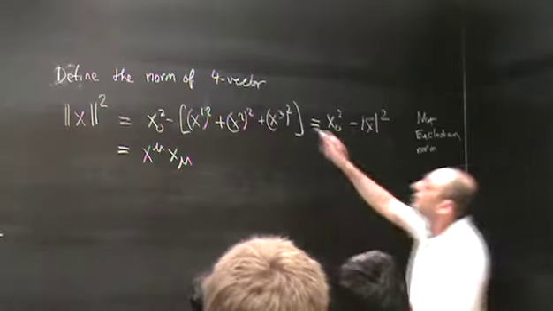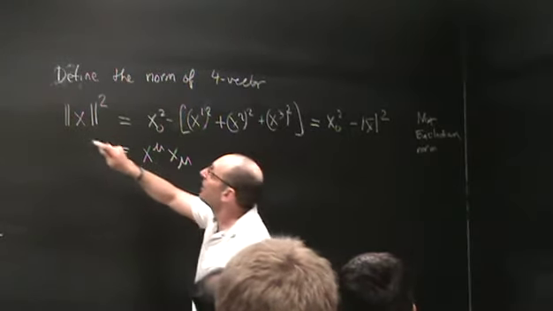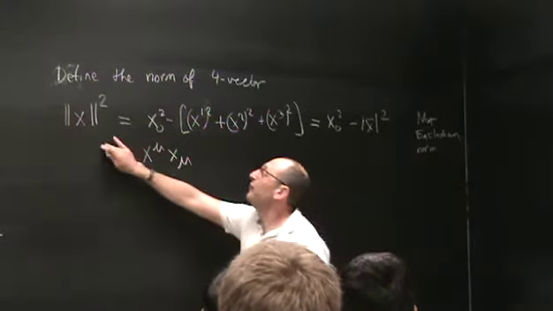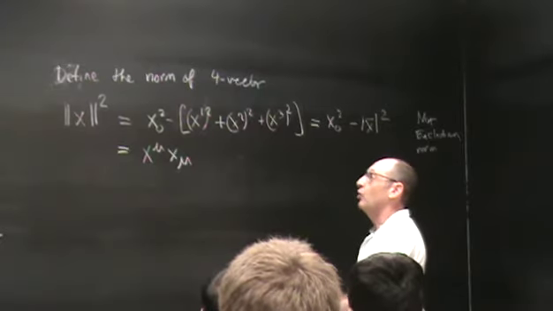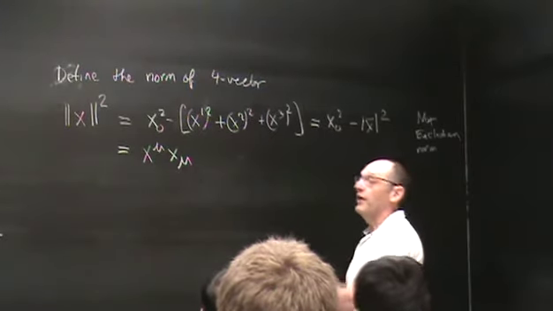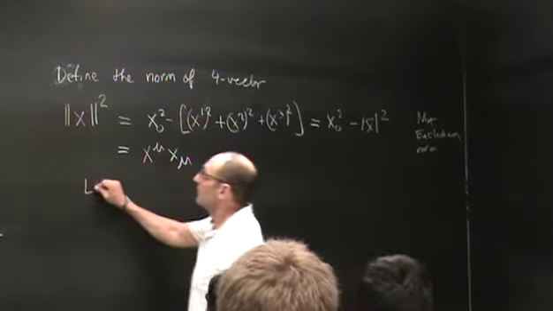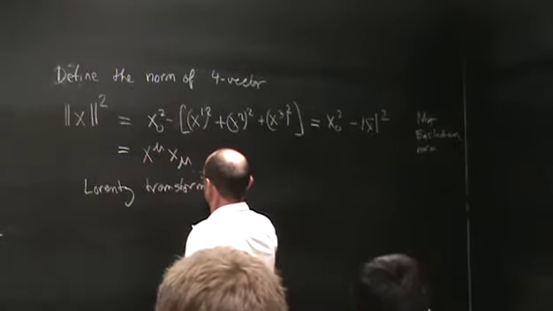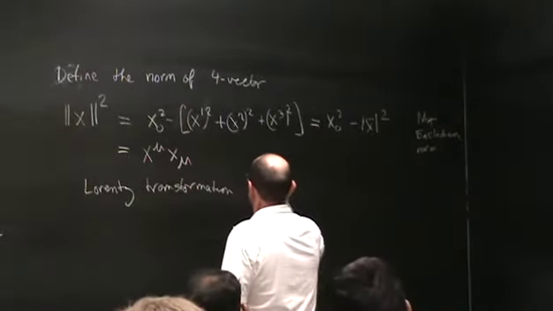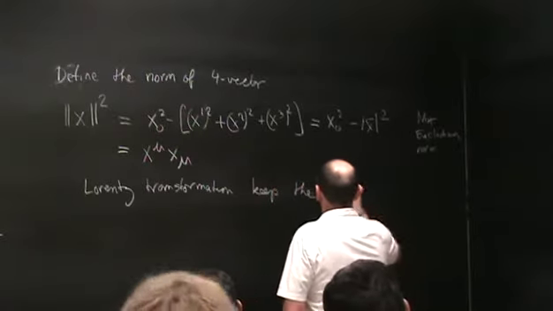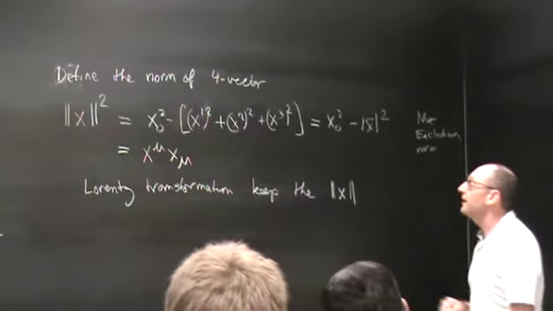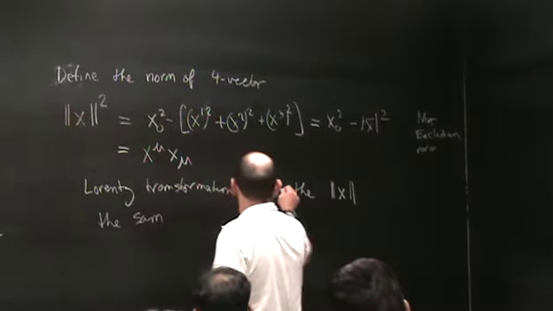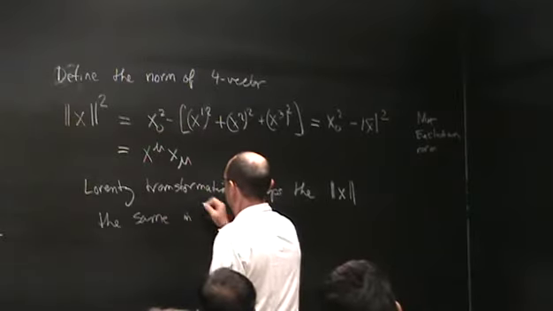All right, so the key point here is that we defined the Lorentz transformation as the transformation on the coordinates that kept that norm the same in all reference frames. So the Lorentz transformation keeps the norm of the four vector of space-time the same in all reference frames.